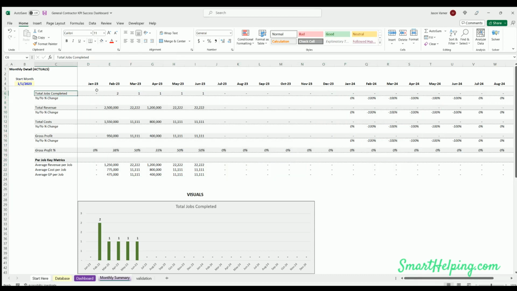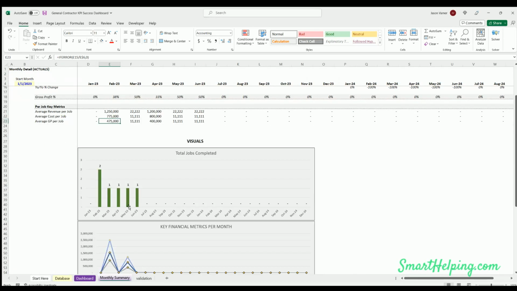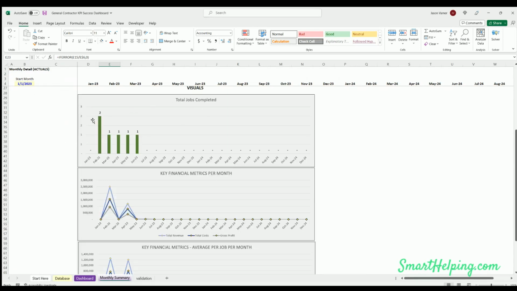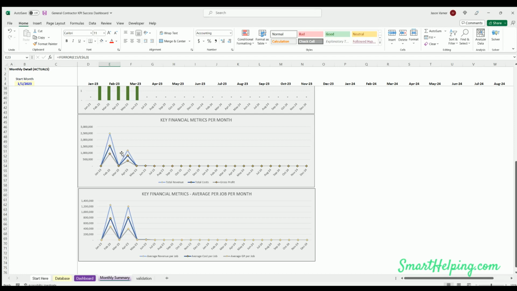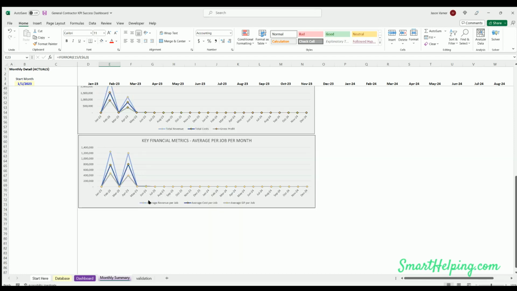So we've got total jobs completed, total revenue, total costs, gross profit margin. And then we've also broken it down into average revenue, costs, and gross profit per job. And that'll populate as you add more data to the database. We also did some visuals for that here, so showing total jobs, total revenue, costs, and gross profit, and then average per job for revenue, cost, and gross profit over time.